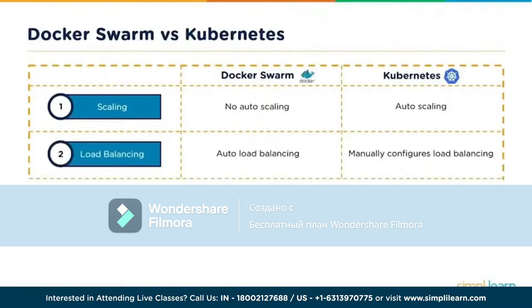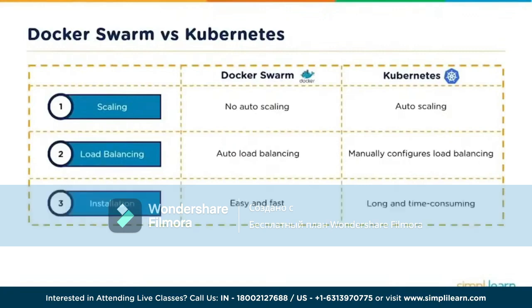The other feature is load balancing, specifically application load balancing. Docker Swarm gives you application level auto load balancing. However, Kubernetes gives you the flexibility of manually configuring any other type of load balancer of your choice for application load balancing.